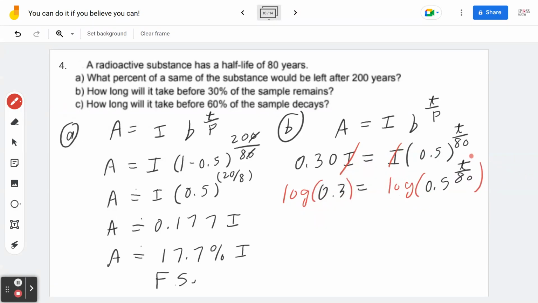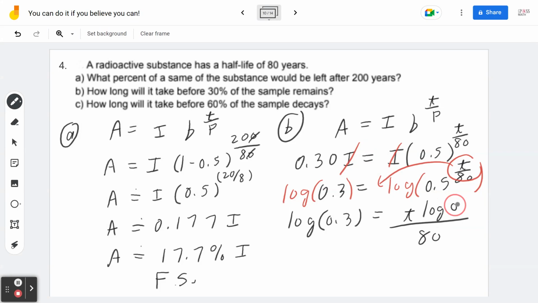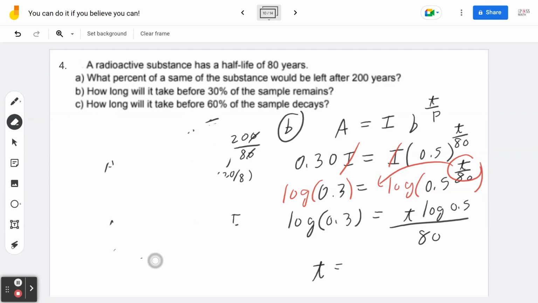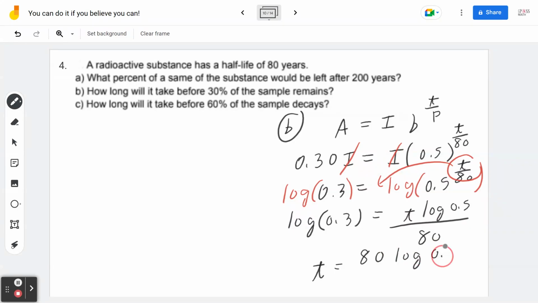The reason we do this is because the exponent could be brought to the front. So again, in the next step here, you can write down log of 0.3, which equals T divided by 80, multiplied by log of 0.5. To find time, again, I'm going to go through this with you. Let me create some space first. This is going to be T equal to, the opposite of dividing by 80 is to multiply, so 80 times log of 0.3 divided by log of 0.5.